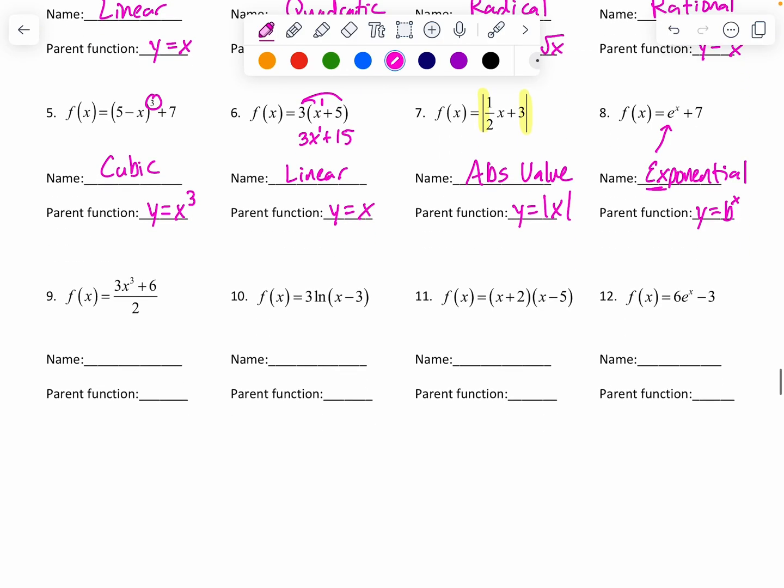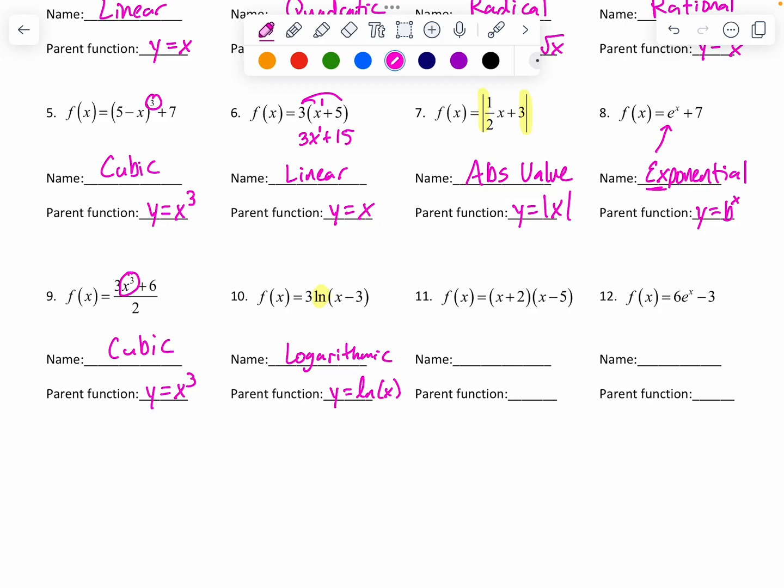All right, only a couple more. So 9, I see a fraction, but notice x is not on the bottom of the fraction, x is on the top of the fraction, and it's being raised to the 3rd power. So that tells me it is cubic. So my parent function is y equals x cubed. 10, I see that ln, so right away I know that's going to be logarithmic. So its parent function is y equals ln x.